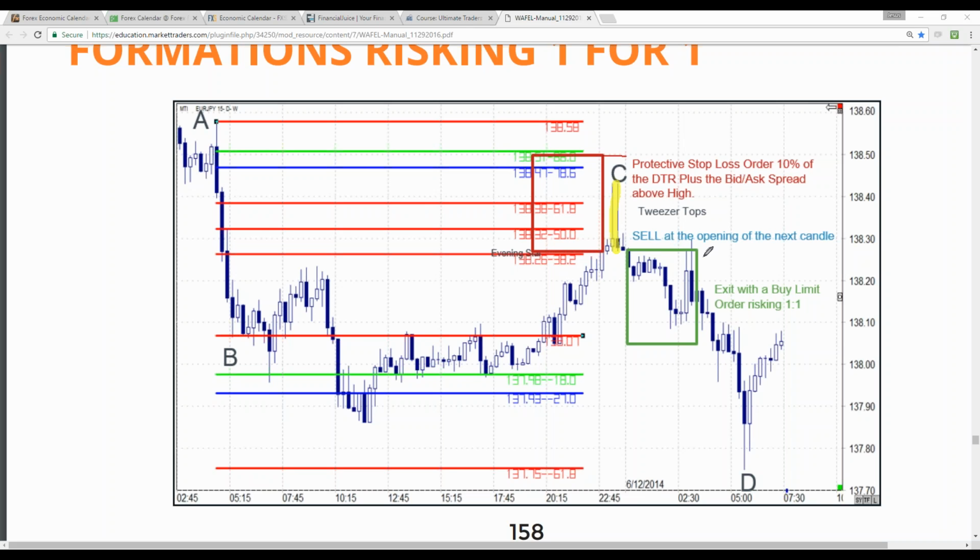Remember that you enter at the opening of the following candle. So in this case, we have a tweezer top. Where do I get in? At the opening of the following candle right here. And whatever the distance is from my entry to my stop will determine the pips that I will be going after.